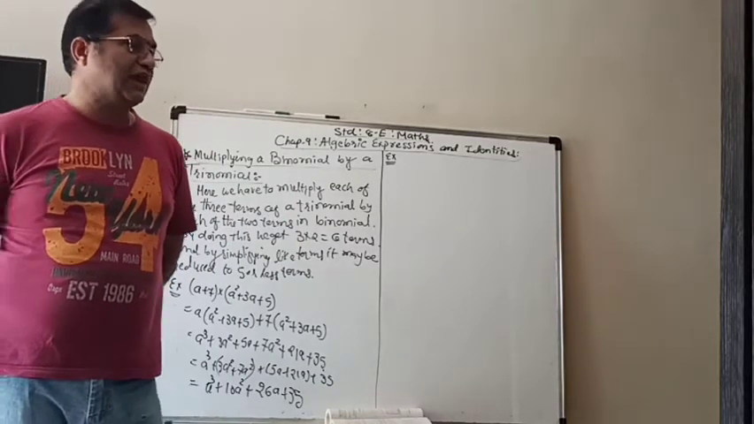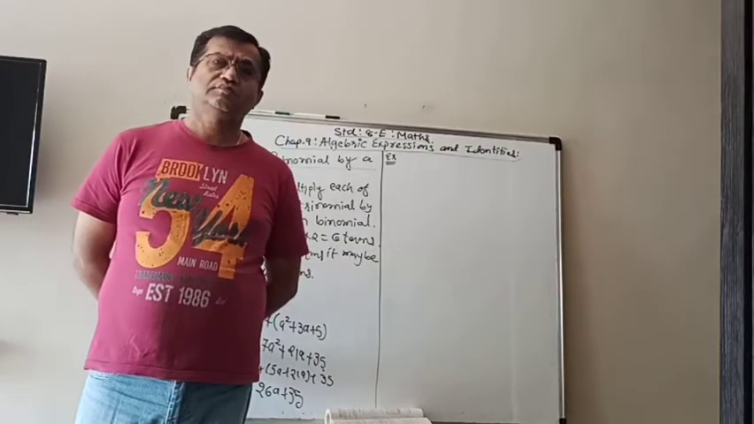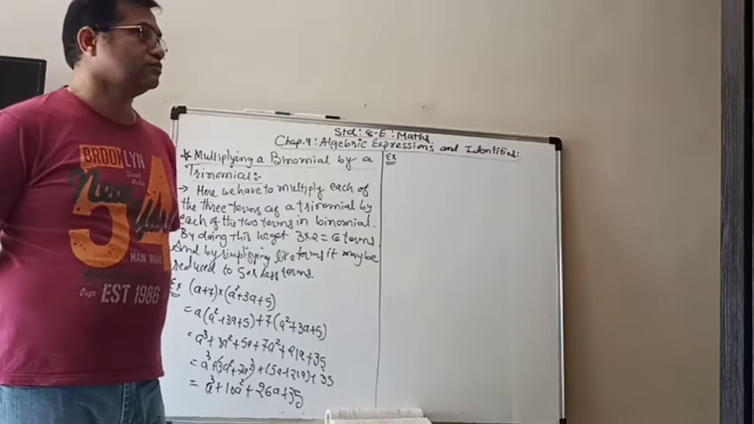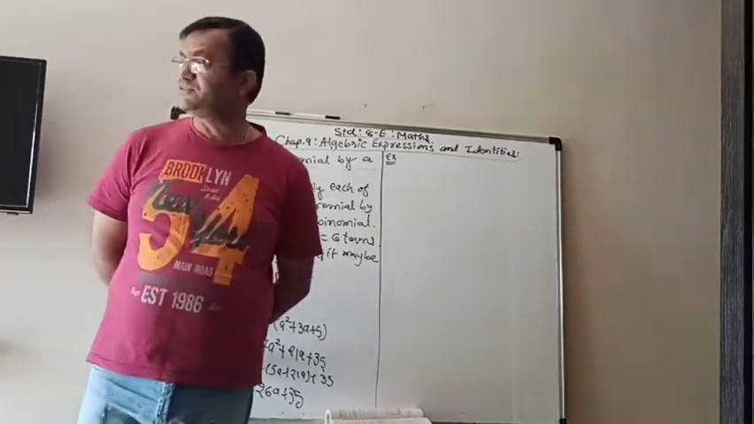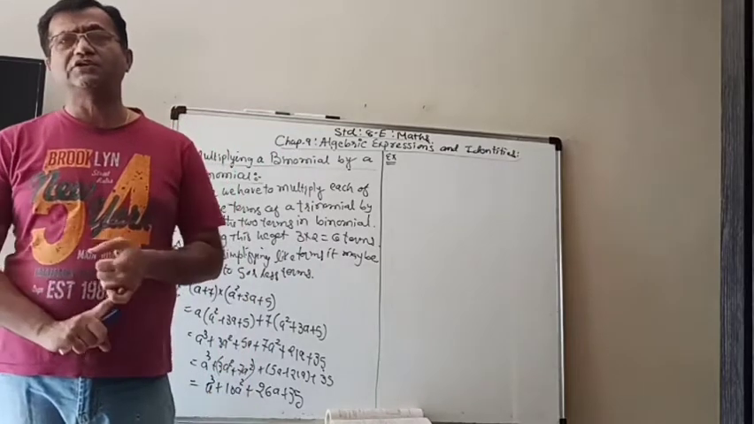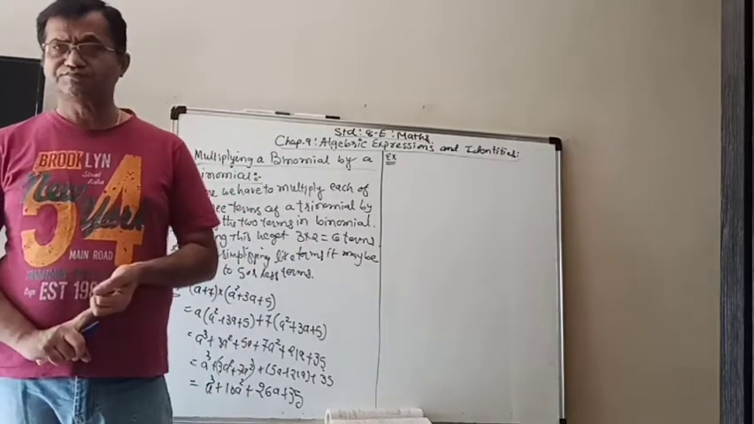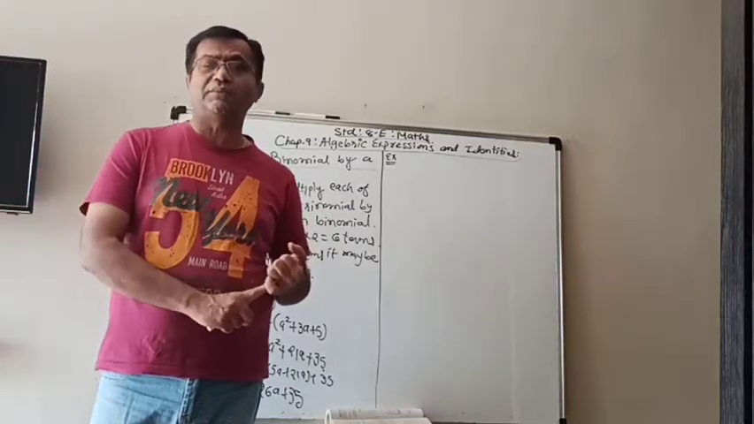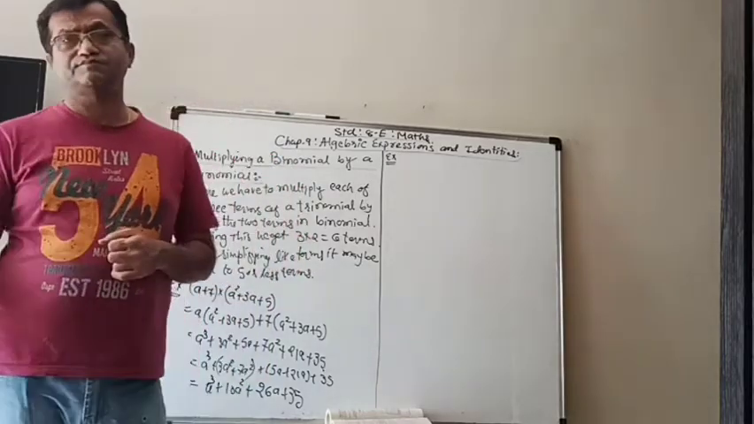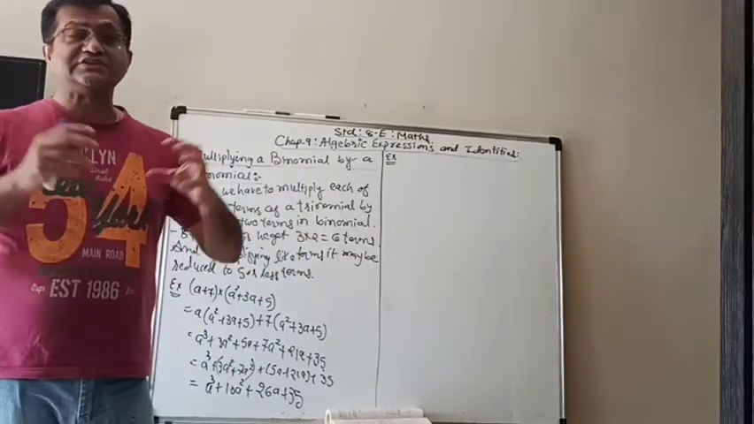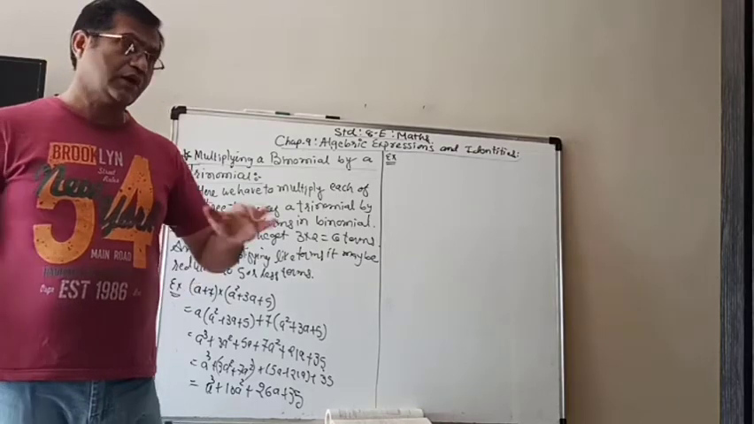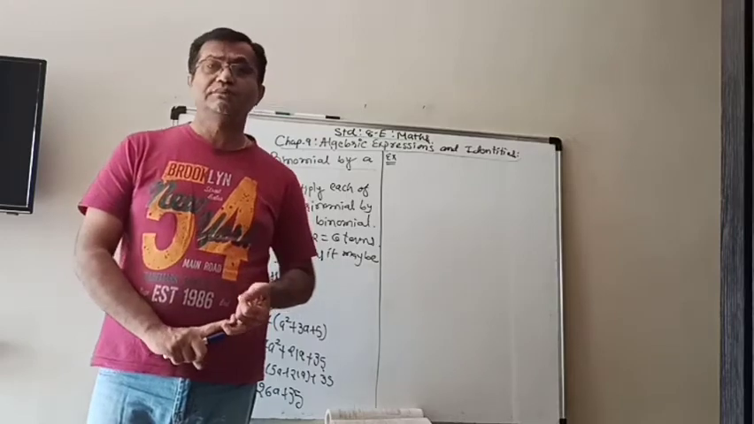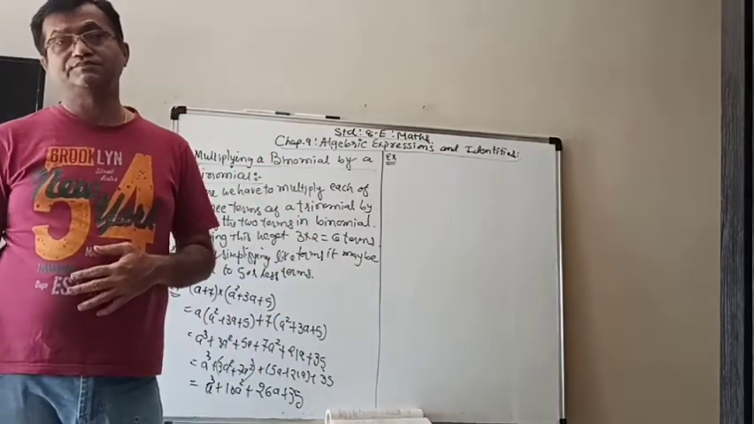In the last few sessions we learned about the multiplication of different polynomials. First we learned about a monomial by another monomial. Then we learned to multiply a monomial by a binomial using the distributive law. After that we learned to multiply a binomial by another binomial.